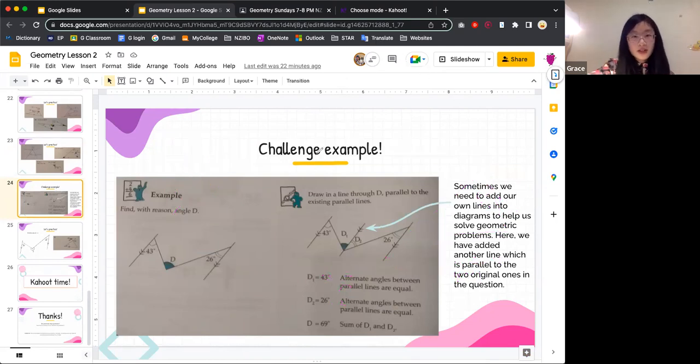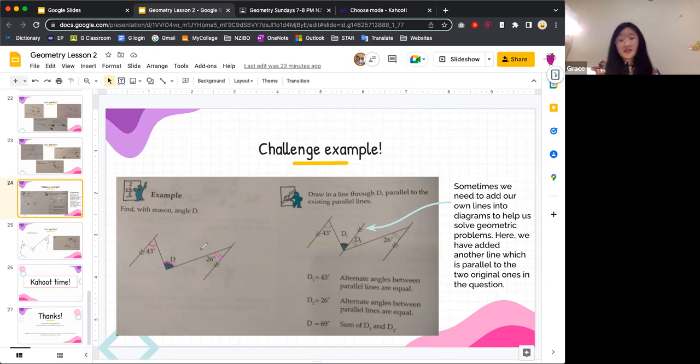Right, so here we are given a diagram. However, just from this diagram with the lines that they've given you, you can't figure out D straight away. Because D is kind of wedged in between these two lines, and it's not really alternate to this one or this one.